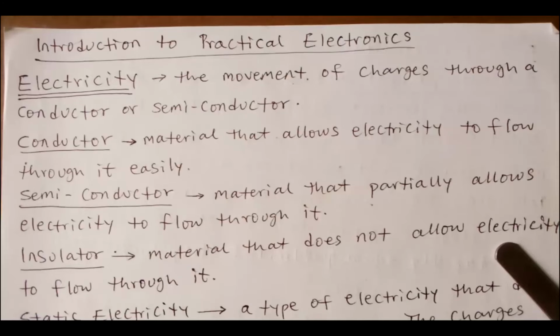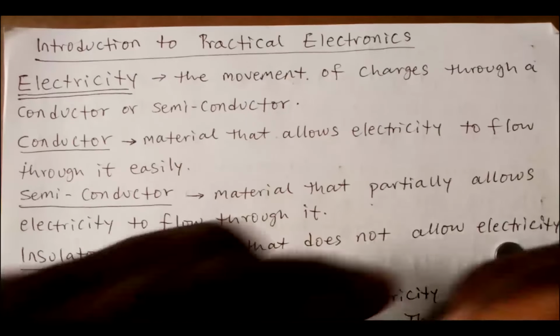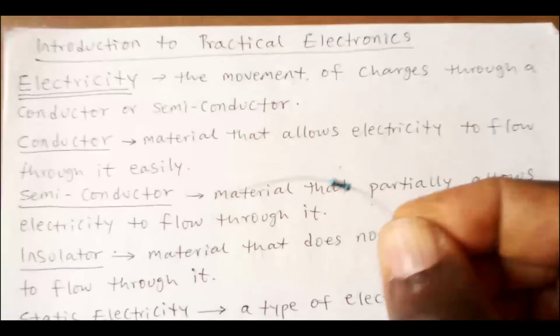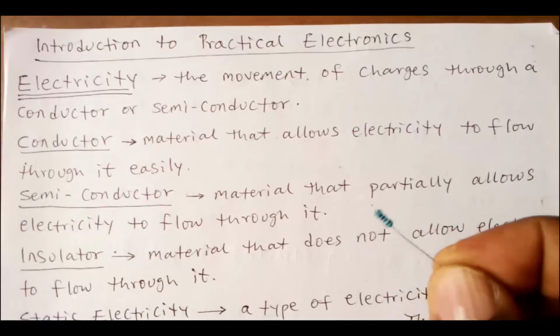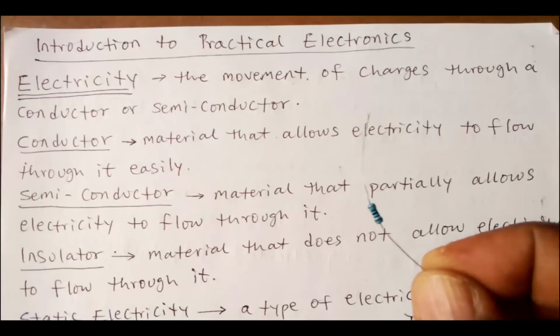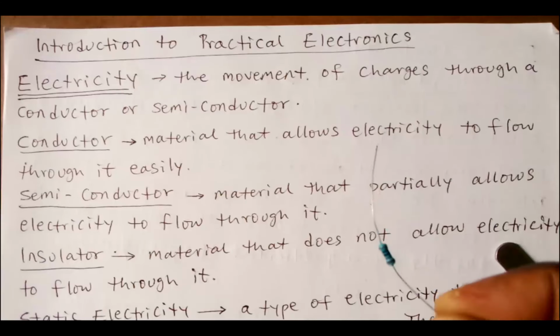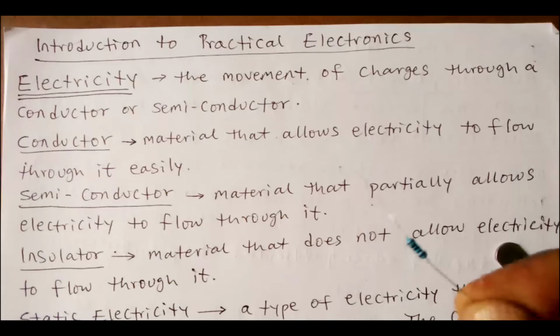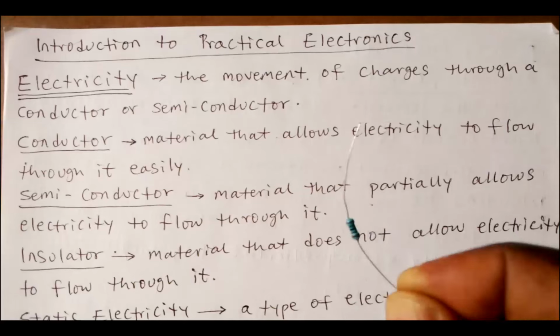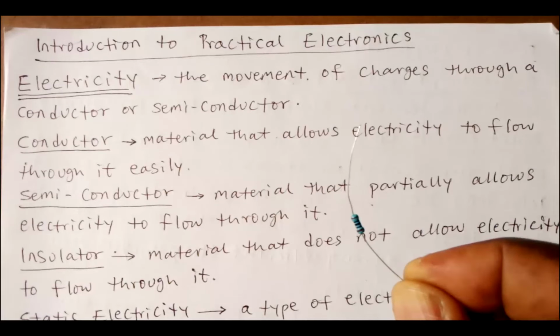Here we have semiconductors. This is a semiconductor. So semiconductors have properties between conductor and insulator. So this partially allows electricity to flow through it. You understand?